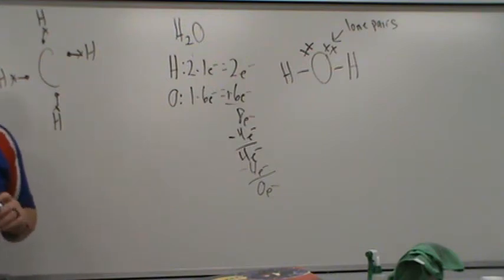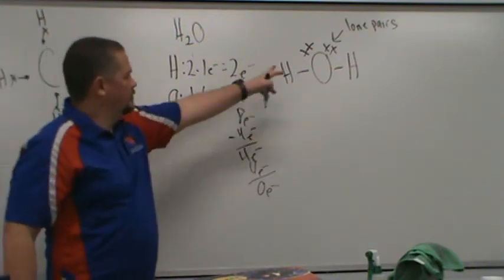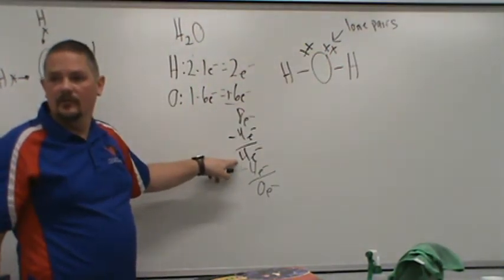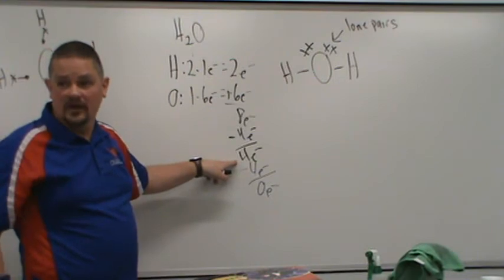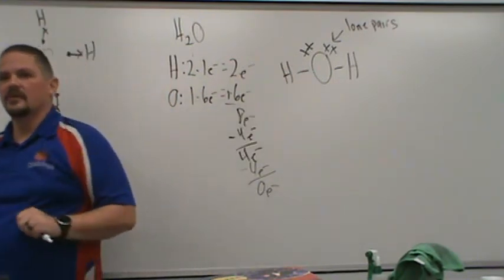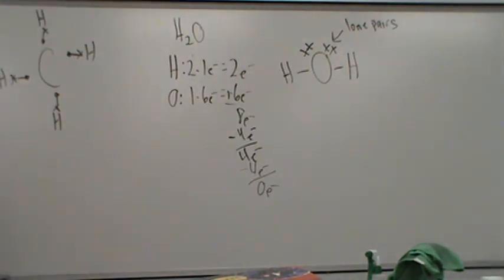Where did those 4 come from? You mean right here? Yeah. We had 4 remaining. After we made our skeleton structure, we had 4 electrons remaining. Okay. And then we put them on the oxygen as lone pairs, so that oxygen could complete the octet. Okay.